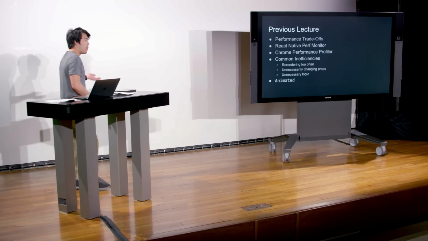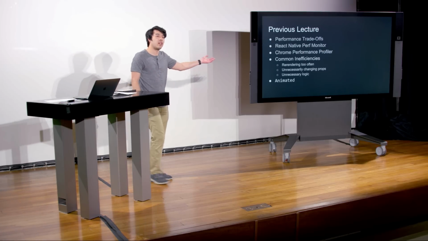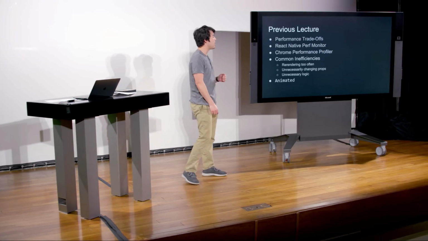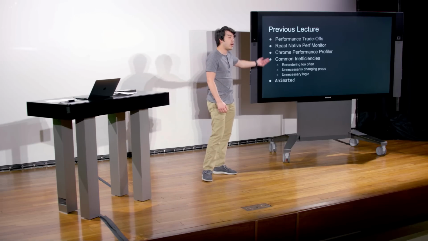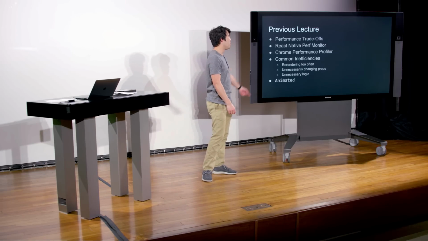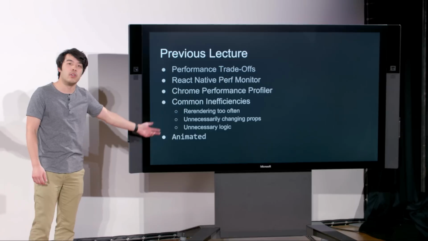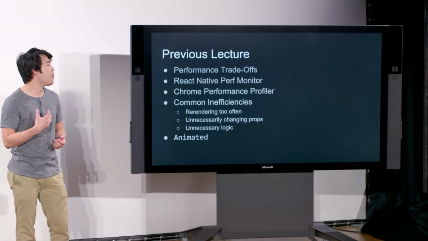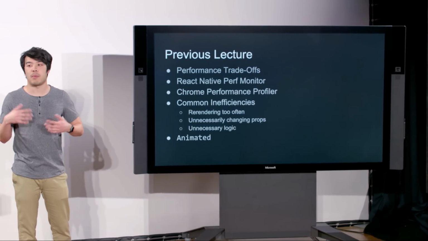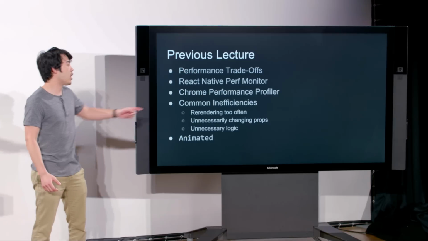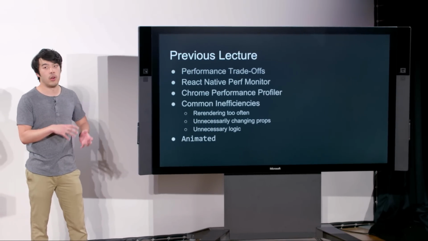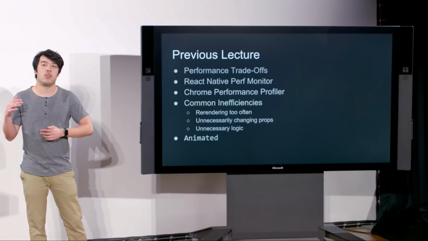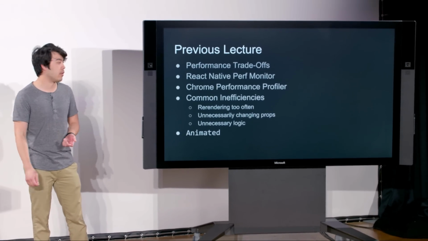So last week we talked about performance. We talked about the trade-offs that you get when you do some performance optimization, that just being additional complexity. We talked about a couple different ways to test against performance, one being the React Native Perf Monitor. It's built into your phone, and it allows you to see how many frames per second you run. We talked about the Chrome Performance Profiler, which actually runs your JavaScript code within Chrome and shows you a flame chart of all of the components that are rendering.